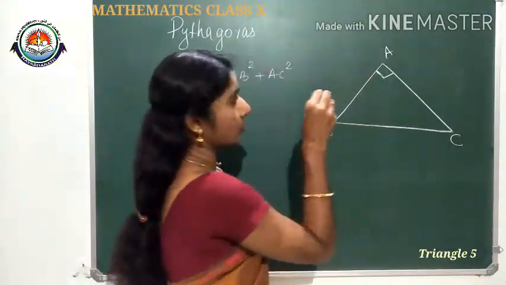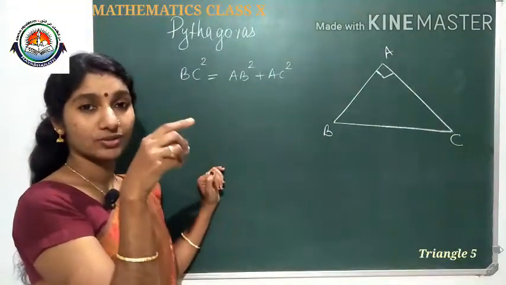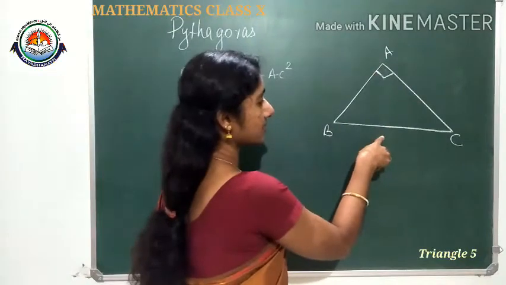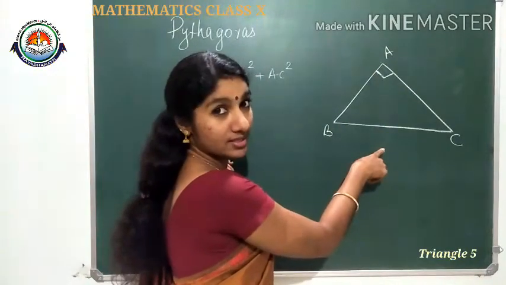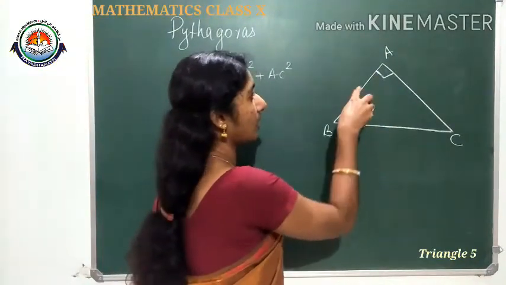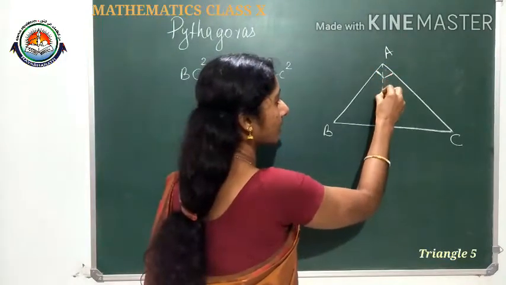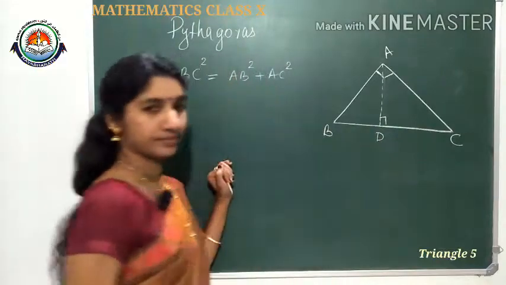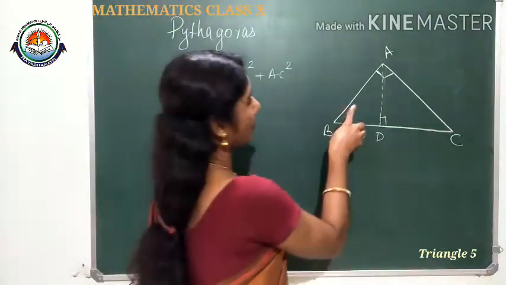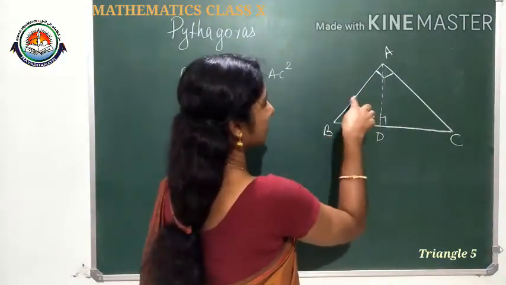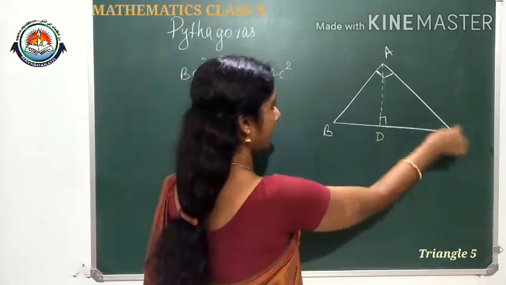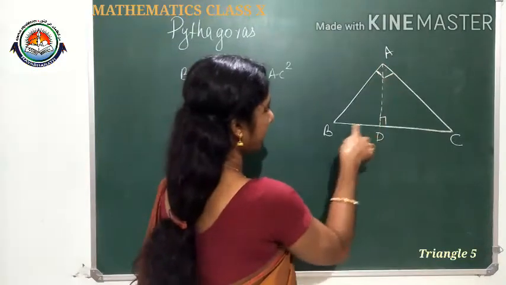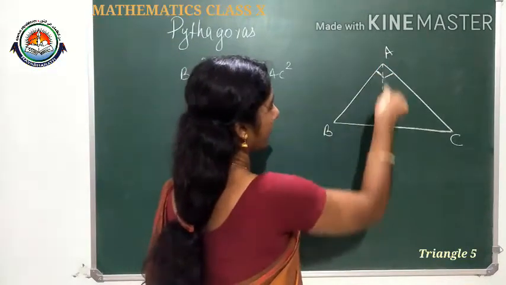Suppose you draw a perpendicular line to the base from the vertex A. Which base? BC is the base, that means our hypotenuse. So to the hypotenuse you are drawing the perpendicular line from the opposite vertex. This is D. That time you are getting two triangles. One triangle is our BAC itself, another triangle is ADB, another triangle is ADC.